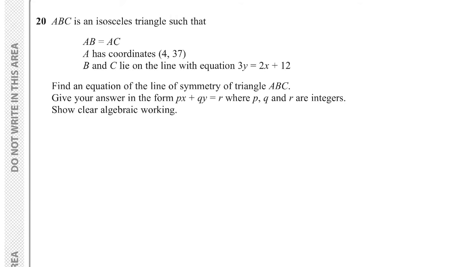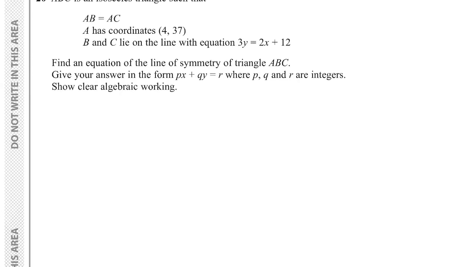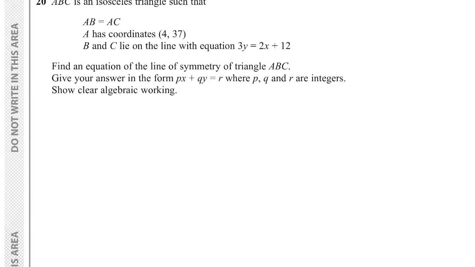Question 20. ABC is an isosceles triangle, AB equals AC. Now A has coordinates (4, 37), and B and C lie on the line with the equation 3y = 2x + 12. We need to find an equation for the line of symmetry of triangle ABC, giving our answer in a particular form: px + qy = r.